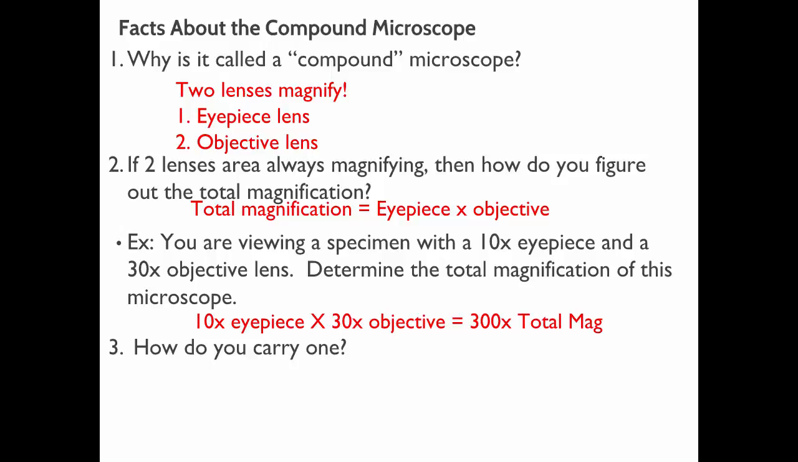When we use microscopes and you're carrying them, you have to go get them from over here, wherever they're charging. You have to be careful. They're expensive. They're breakable. They're fragile. If you drop one, that would be very bad. So you always carry with two hands. One hand under the base, one hand holding the arm, so you're sure that it's stable.